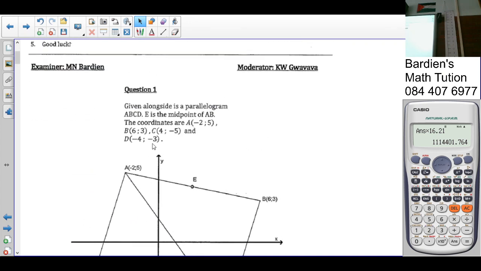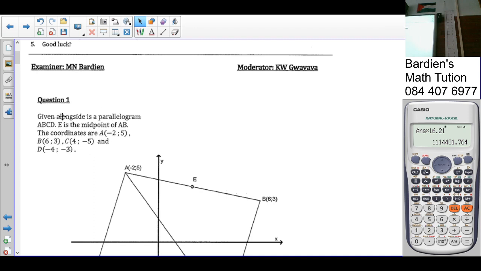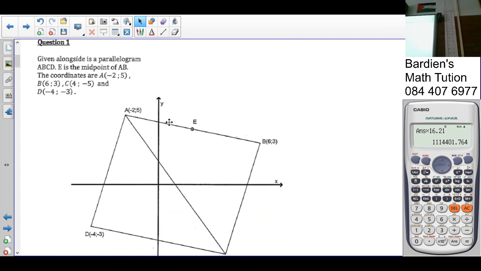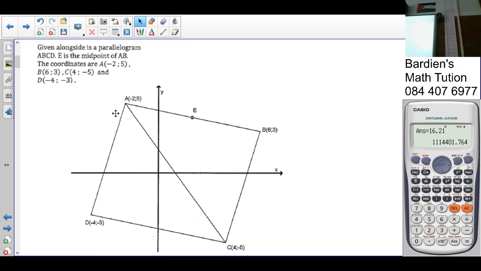Right, here we go. First question. The question says, given below, not alongside, below, is a parallelogram. So if it says parallelogram, what comes to mind? 4 properties. What are the 4 properties? Opposite sides are parallel. Opposite sides are equal. Opposite angles are equal. And diagonals bisect each other. Those 4 should pop into your head immediately, and you should qualify the shape for that.